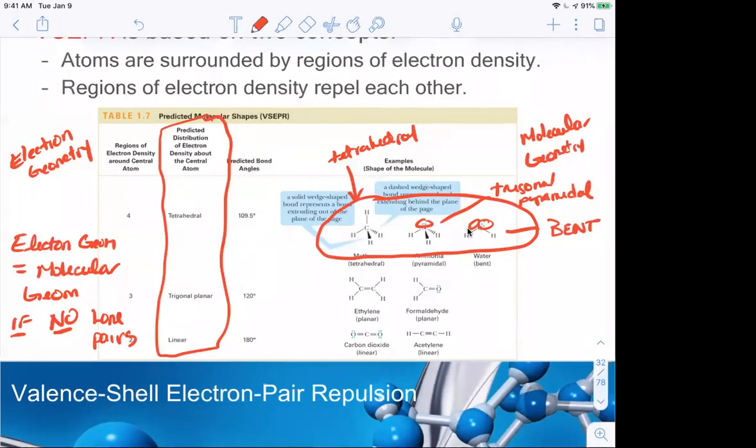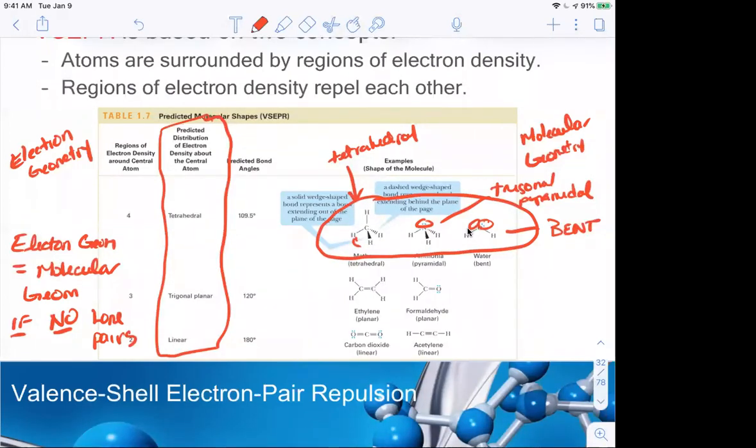Remember, lone pairs are especially repulsive, right? They have a high repulsion force with other areas of electron density because they're localized on a single atom instead of shared between two nuclei like in a bonding pair. They have a larger repulsion with other electron groups, so they can collapse these bond angles.